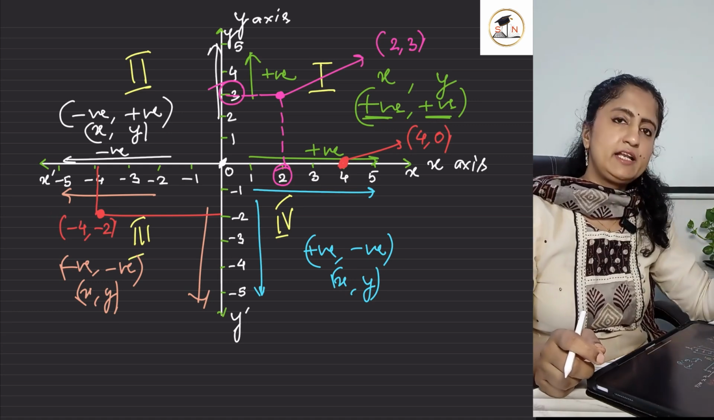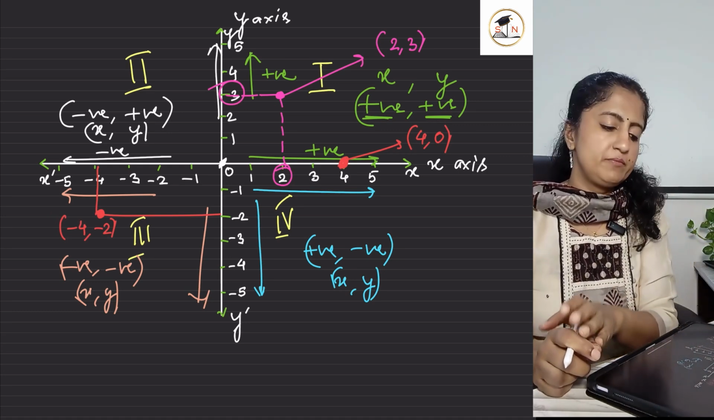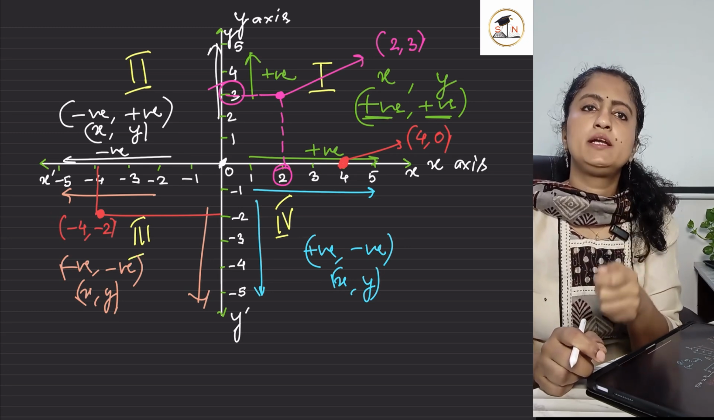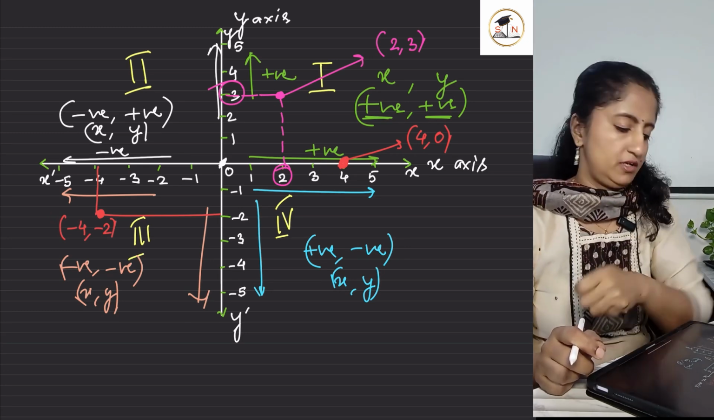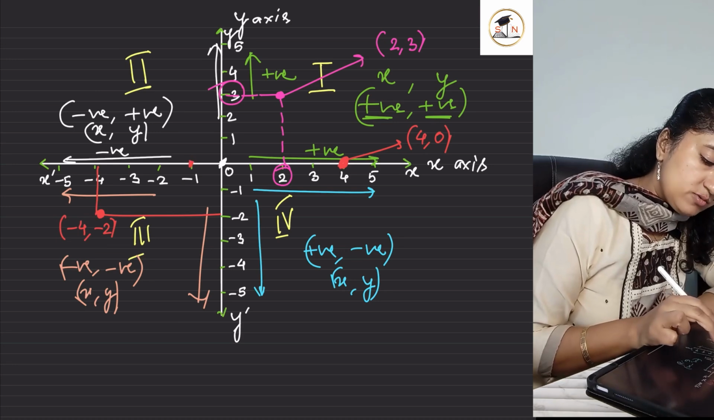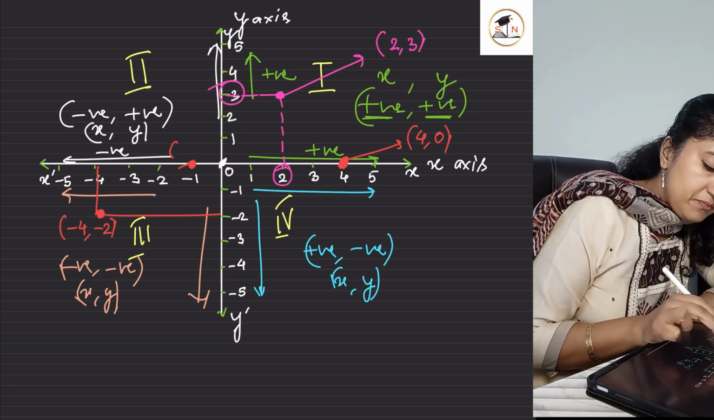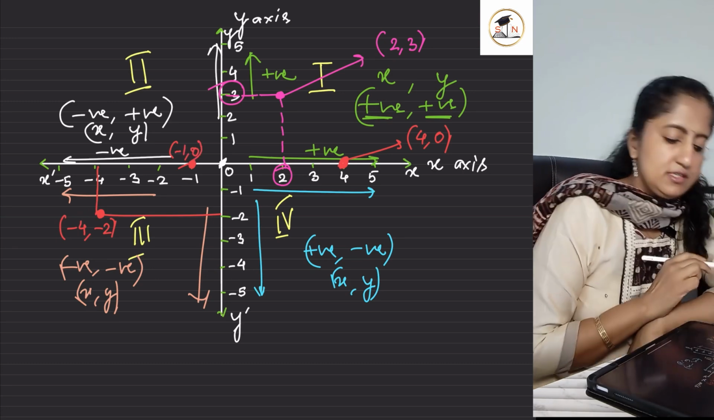So whether it is in a negative direction or in a positive direction, any point on the x-axis, your y component will always be 0. Okay. Similarly, if I talk about this one, on the negative side of x, the coordinates become -1, 0.